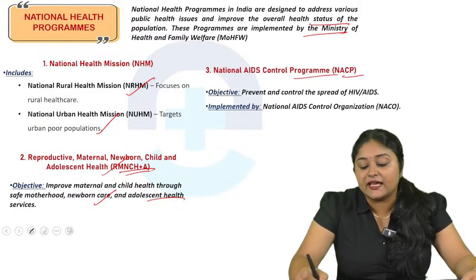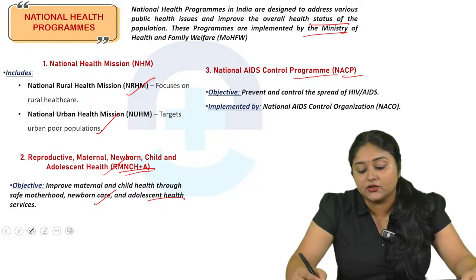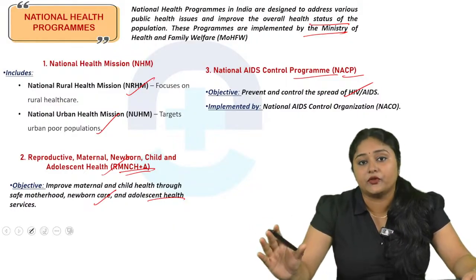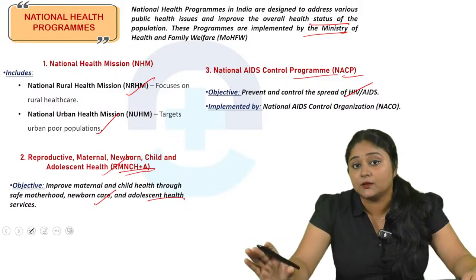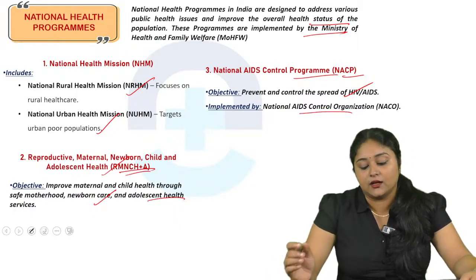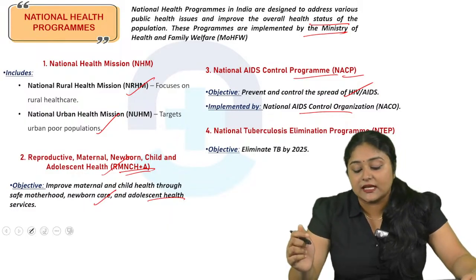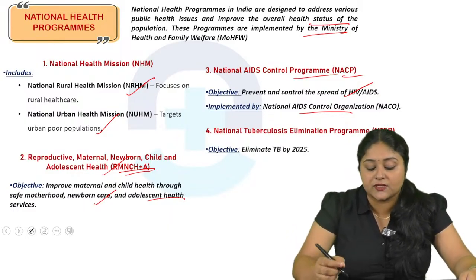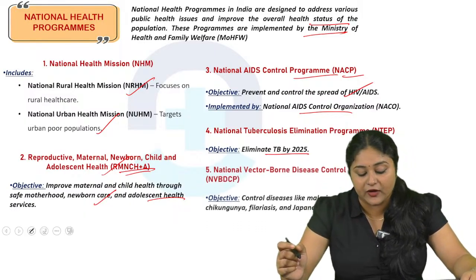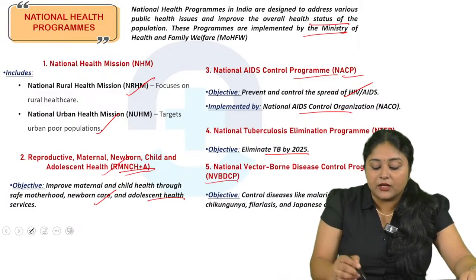Next is the National AIDS Control Program, NACP. Under this, the main objective is prevention and control of the spread of HIV or AIDS by promoting awareness and providing proper information on how to prevent it, and it is implemented by the National AIDS Control Organization. Now come to the National Tuberculosis Elimination Program, NTEP, whose main objective is to eliminate tuberculosis by the year 2025.